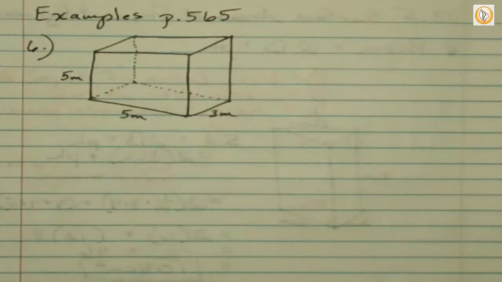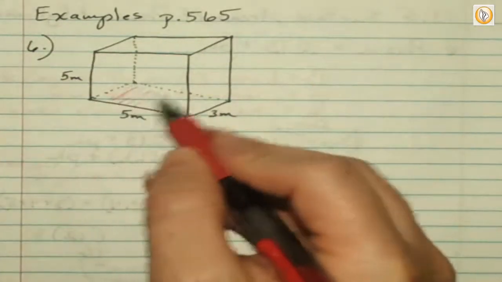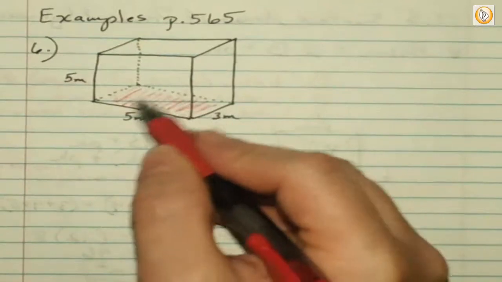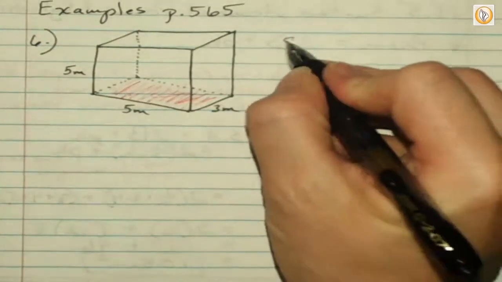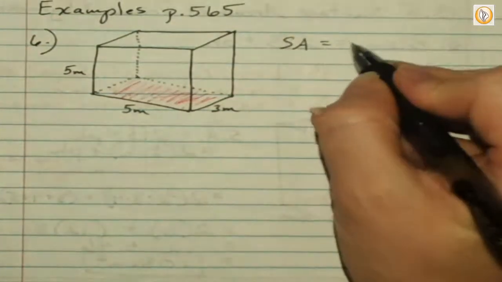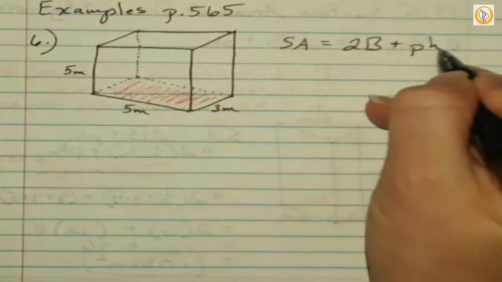Doesn't have to be perfect. Now, your base, I'm going to kind of shade in. Your base is this right here. Okay? That's your base. We're looking for a surface area, and we're dealing with 2B plus P times H.